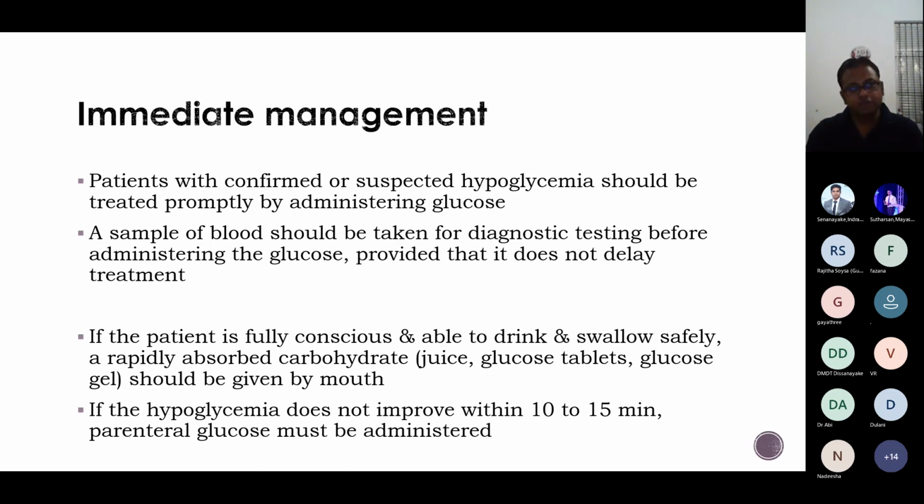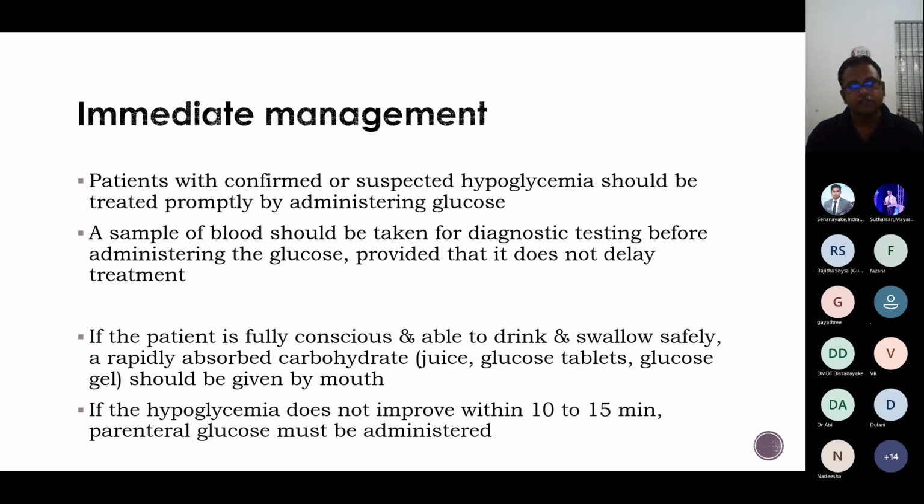So management. So immediate management. Patients with confirmed or suspected hypoglycemia should be treated promptly by administering glucose. So we have mentioned this earlier. So we have to take the bloods for other testing before correcting the hypoglycemia.